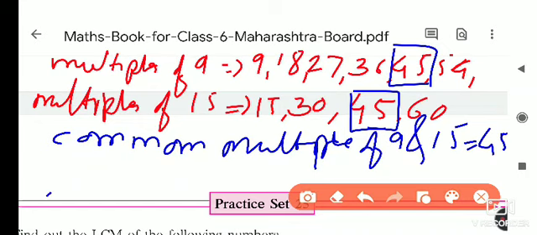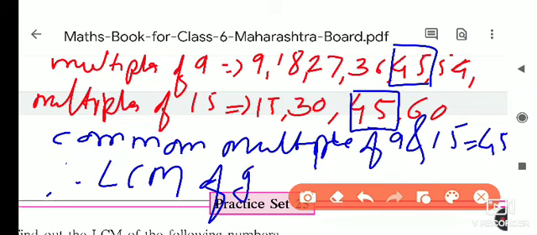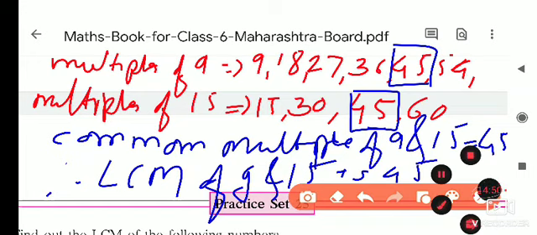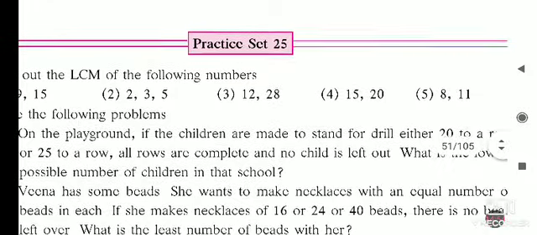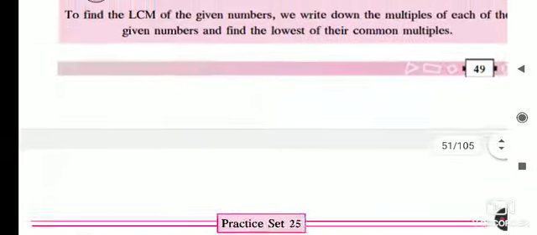And therefore the LCM of 9 and 15 is 45. In that way we have to solve the examples and find the LCM of 9 and 15. Okay, note this down. Next, one more example I will tell you: 8 and 11.